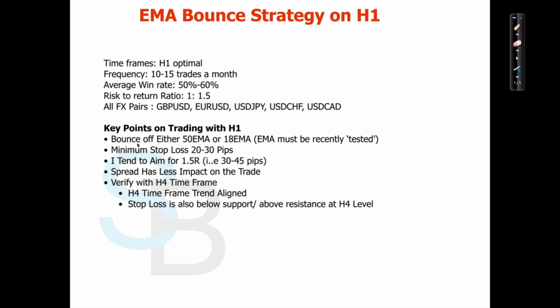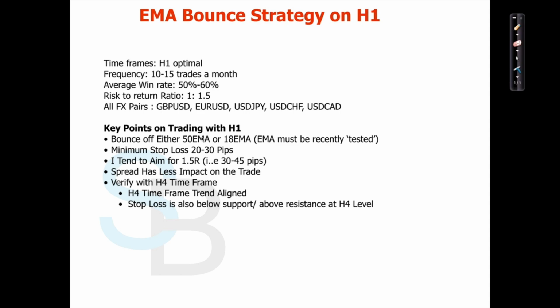Now recall that on the 50-minute time frame, we only trade the bounce when it bounces off the 50 moving average. But when I trade on the H1 time frame, I will take it if it bounces off either the 50 moving average or the 18 EMA. So either one is fine. But the important thing is that the EMA must recently be tested before to be a reliable support or resistance.